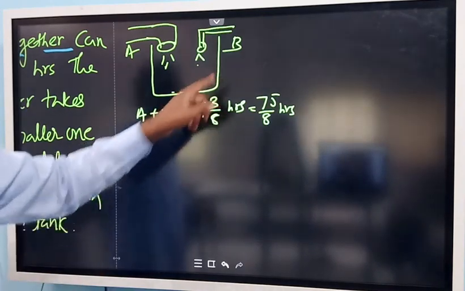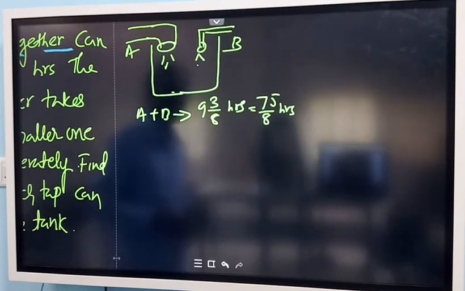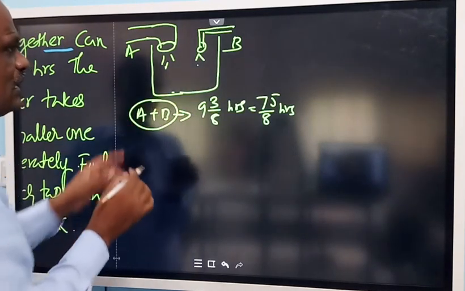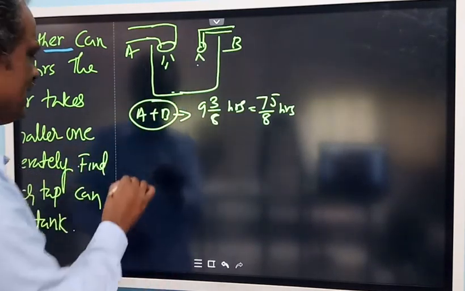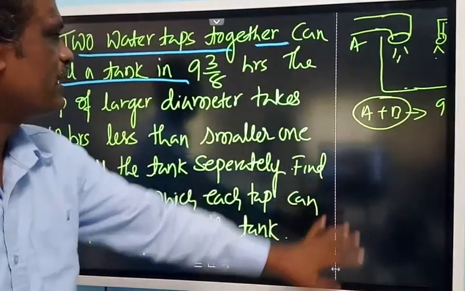8 9s are 72, plus 3, 75/8 hours. When both A and B are turned on, it takes 75/8 hours. So that is the data they have given. And come to the second part of this one.